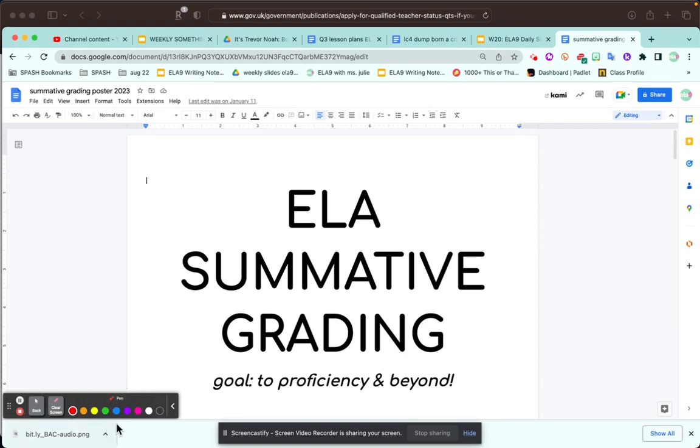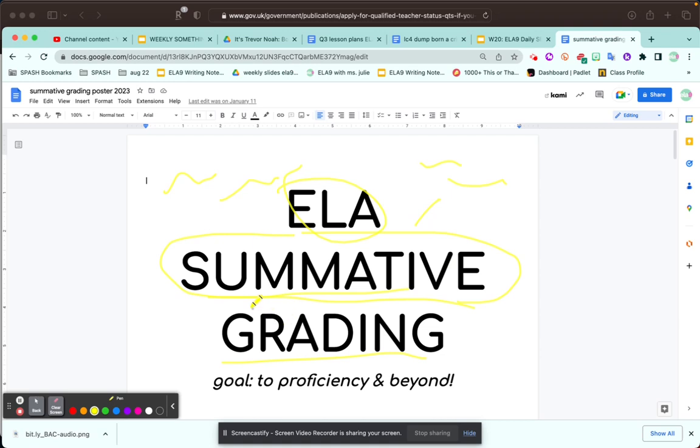So, the first thing I want you to do, you've got your green packet version of this, and so I would like you to find the square that says ELA summative grading and looks like this. And I want you to jot some notes around the edge here on what you think this means. Hopefully, you know ELA is our class, but what does summative mean?